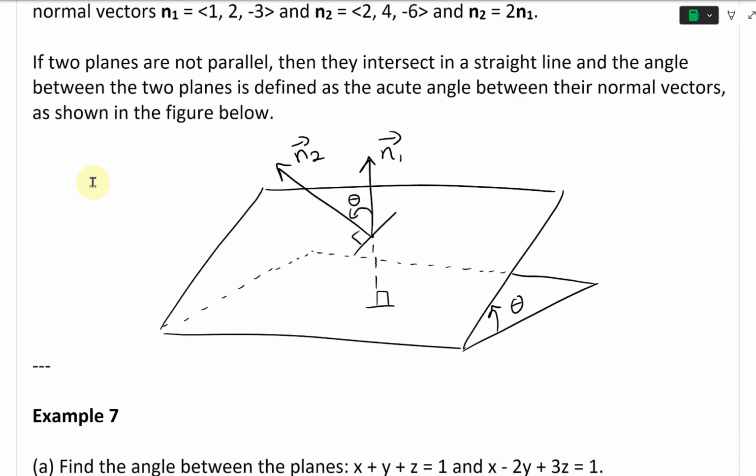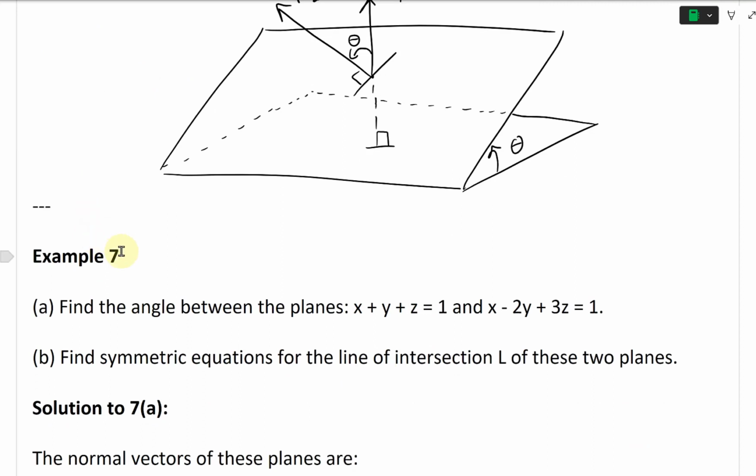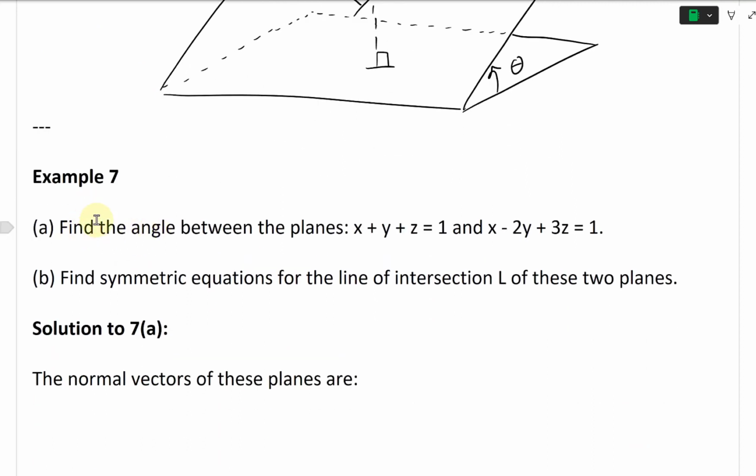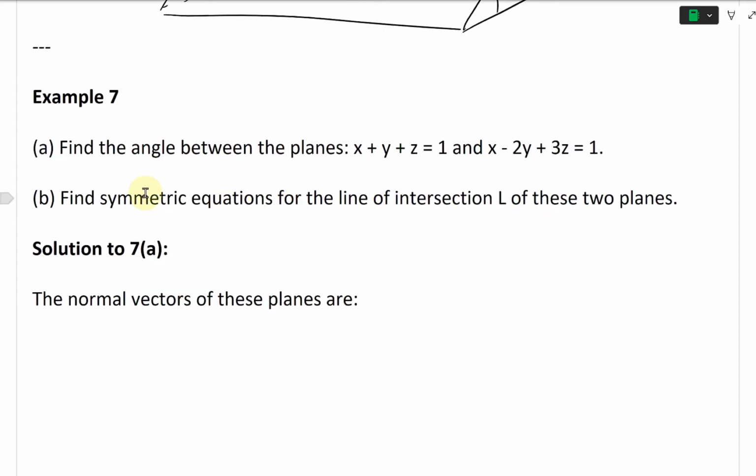Alright, so now let's continue further and take a look at an example on this. Example 7, part A states: find the angle between the planes x + y + z = 1 and x - 2y + 3z = 1. And part B states: find symmetric equations for the line of intersection L of these two planes. Now we get an interesting little nugget here.